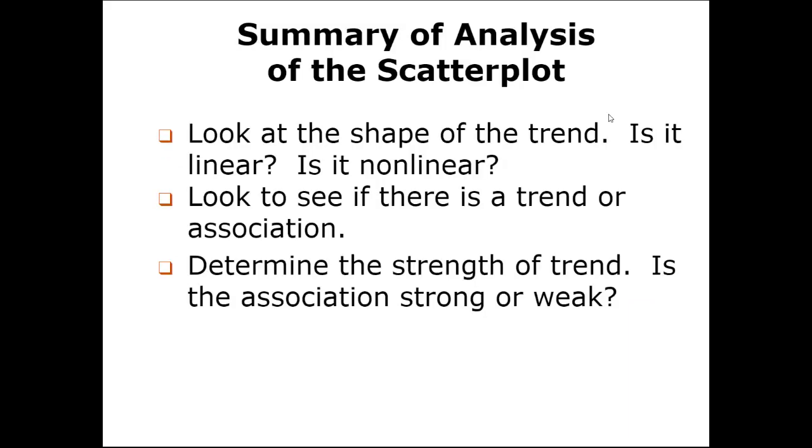So to summarize, when you are describing or analyzing a scatterplot, you want to look for three things. First, you want to look for the shape of the trend. For our class, we're just going to be working with linear shapes. Next, you want to see if there is a trend. If you see a trend, it should be either a positive trend, where it seems to create a line that is increasing, or a negative trend, one that is decreasing, or if you cannot determine if there is an association.